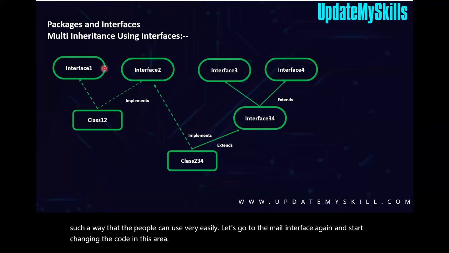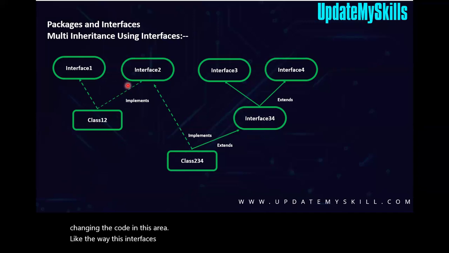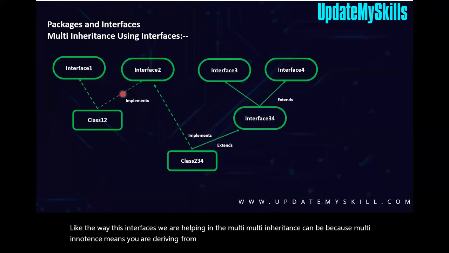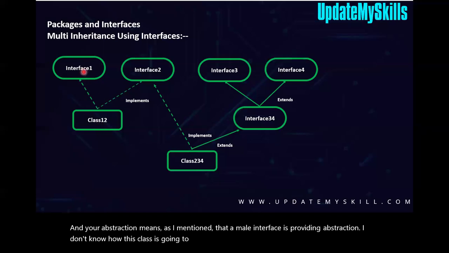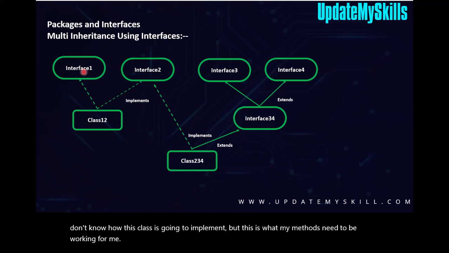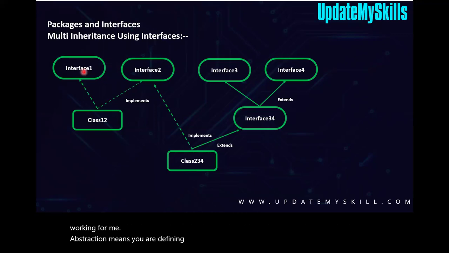In the same way, interfaces help with multiple inheritance, because multiple inheritance means you are deriving from multiple interfaces. And abstraction, as I mentioned, means the mail interface is providing abstraction. I don't know how this class is going to implement it, but these are the methods that need to work for me. Abstraction means you define things at a very high level so that the derived classes can take care of the real implementation.